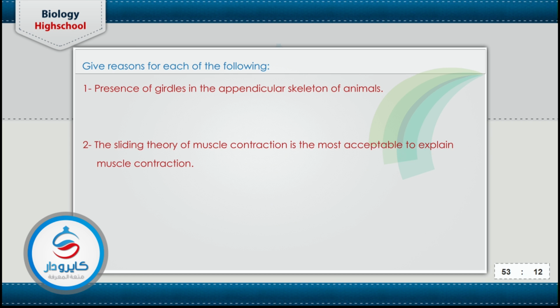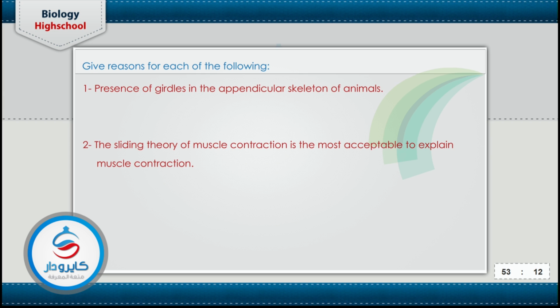Number 1, the presence of girdles inside the appendicular skeleton of the animals. The two girdles in the skeletal system of the human being are the shoulder or pectoral girdle and the pelvic girdle. The pectoral girdle consists of two identical halves. Each half consists of clavicle and scapula, and the pelvic girdle consists of also two identical halves. Each half consists of 3 fused bones, which are ischium, ilium, and pubis.